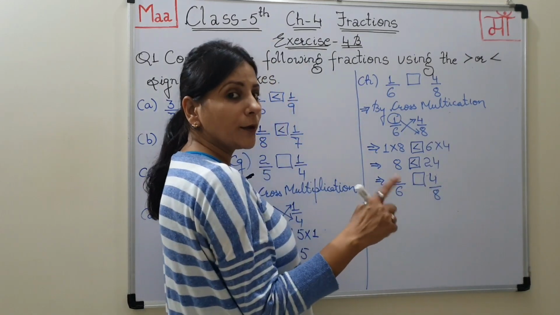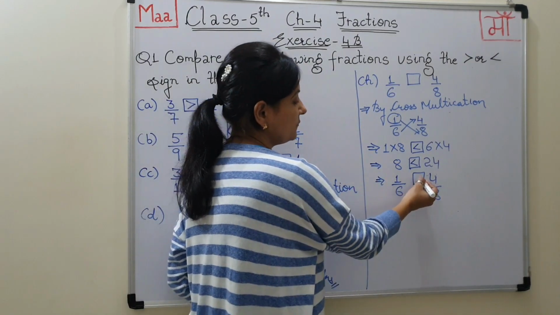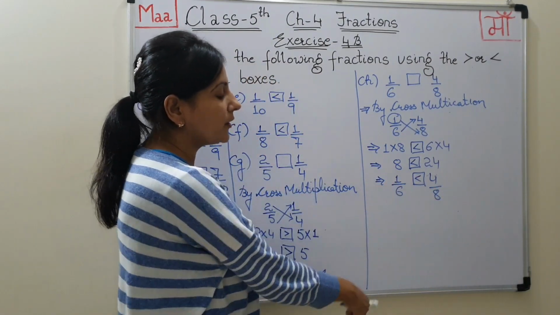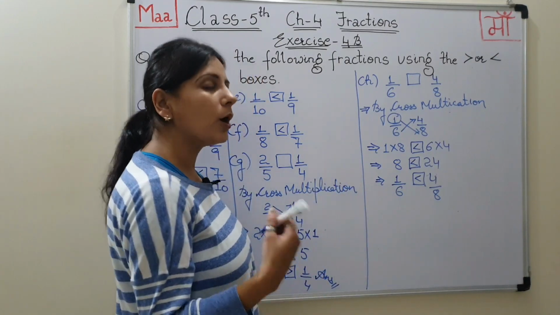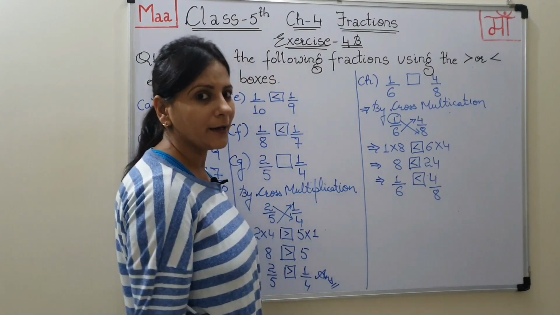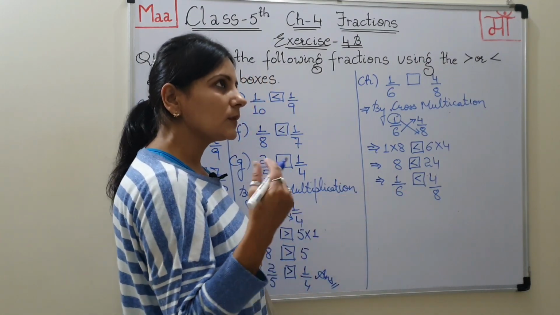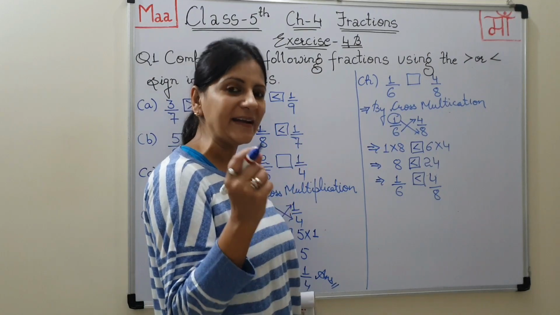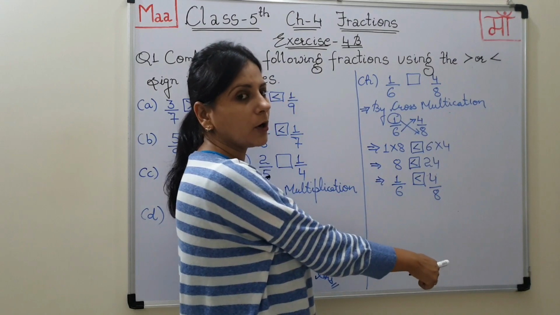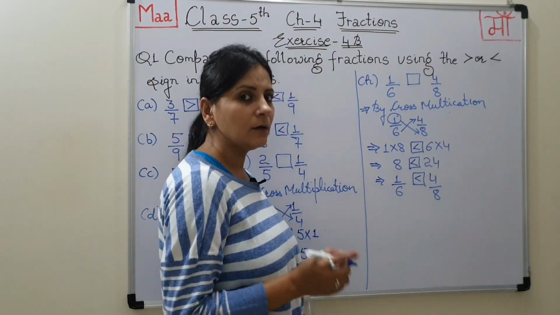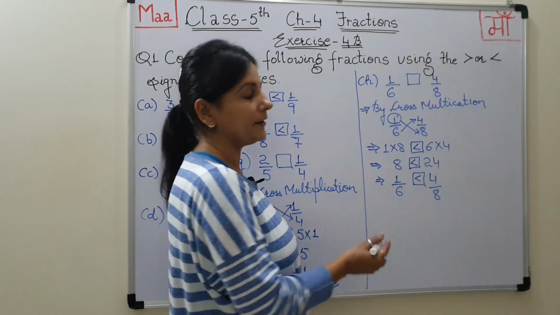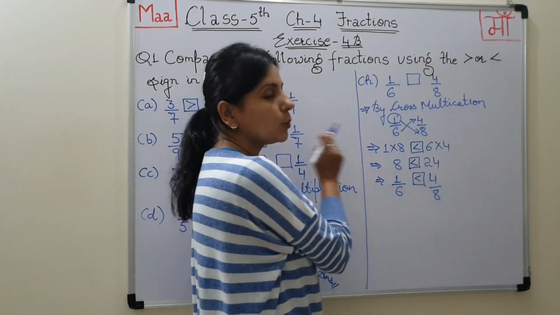So the sign is going towards the right hand side. So in fractional value also it will go towards the right hand side. So 4 upon 8 will be greater than 1 upon 6, or you can say in other way 1 upon 6 is smaller than 4 upon 8. Whichever side the sign is open, that side will be greater. So right now the sign is open towards 4 upon 8. So this 4 upon 8 is greater than 1 upon 6 and 1 upon 6 is smaller than 4 upon 8 because this sign is closed toward 1 upon 6.